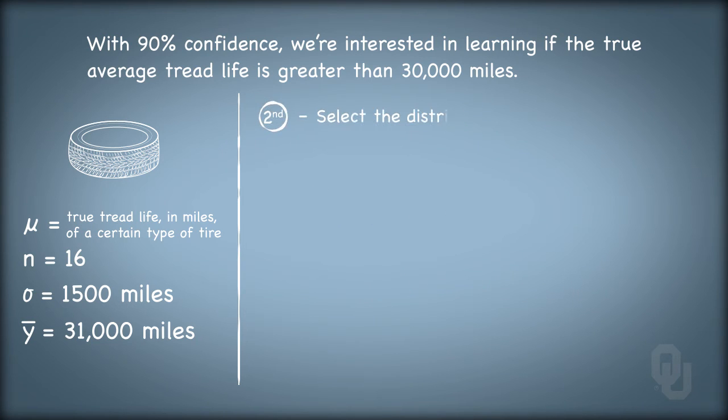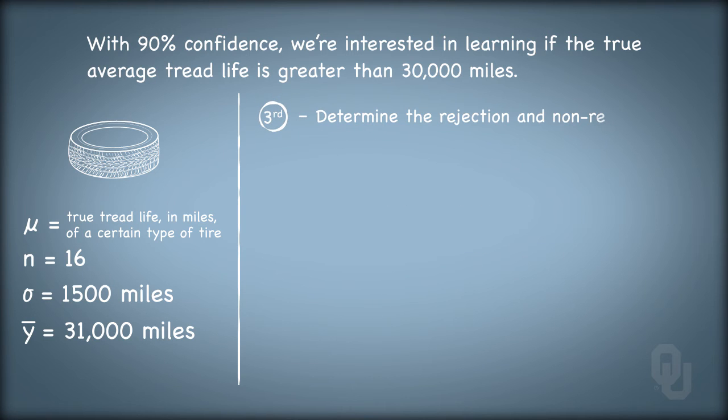Second, we select the distribution. Here we see that we know sigma explicitly to be 1,500 miles. That is, the population standard deviation is known. As such, we know that when we're dealing with hypotheses about a population mean, when sigma is known, the test statistic will follow a z distribution.